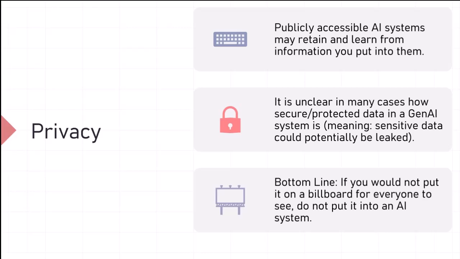And then privacy is also a big concern, again, especially in fields that deal with sensitive data, like the healthcare field, the education field. They have certain regulations they have to follow, like FERPA and HIPAA. And the thing is, these AI systems like ChatGPT may be retaining the information that you put in them and then using that information as training data. And it's unclear exactly how secure and protected the data in a Gen AI system is, meaning that the data could be leaked. And my bottom line is, if you would not put it on a billboard for everyone to see, do not put it into an AI system.